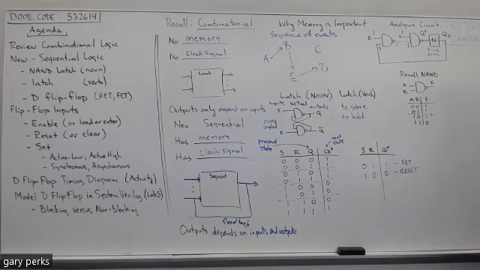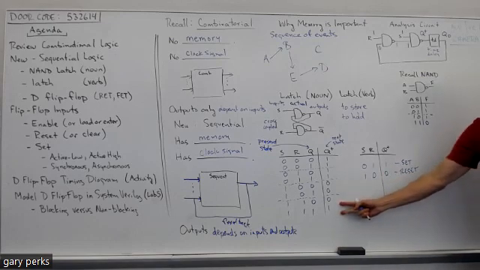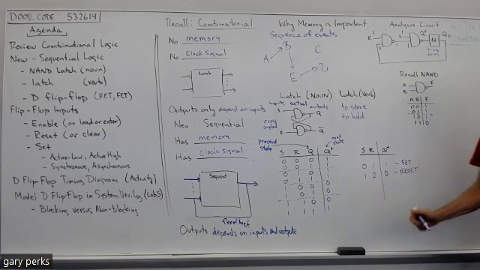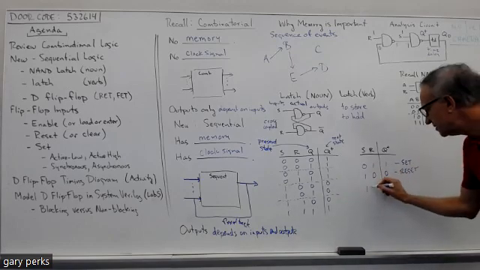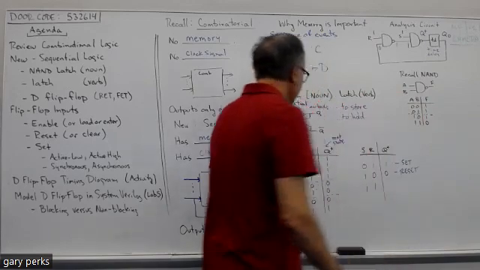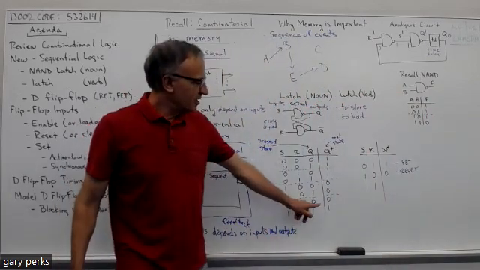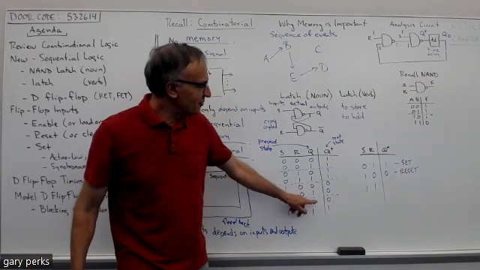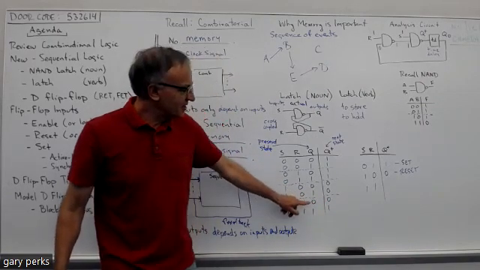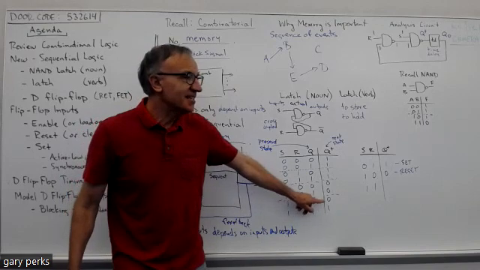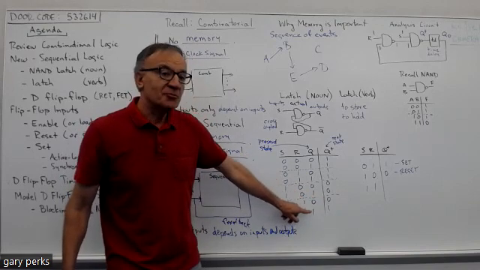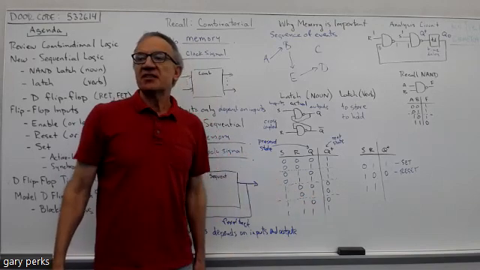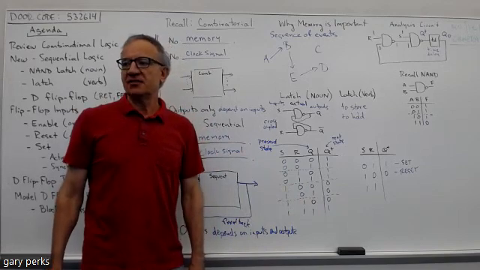All right, now this is why this circuit exists. These bottom 2 rows. Because if S and R are both 1, look, the next state of Q just equals the present state of Q, right? If the present state of Q is 0, the next state of Q is going to be 0. If the present state of Q is 1, the next state of Q is going to be 1.